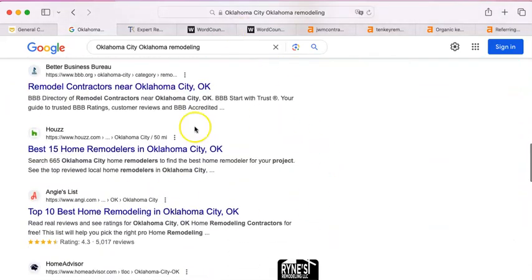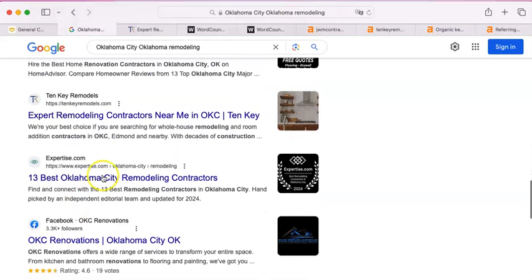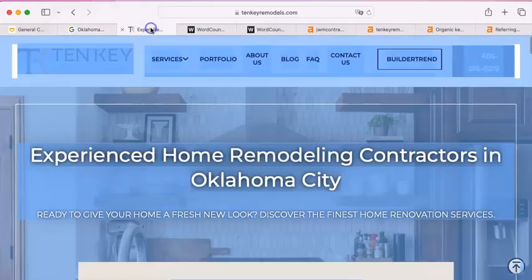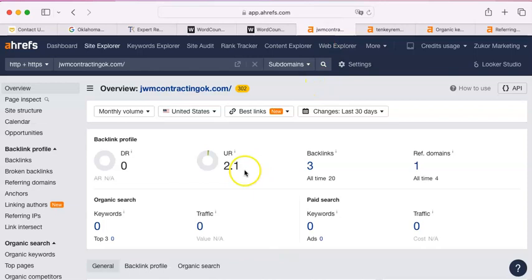This is what we call the organic search result area. As you can see, a bunch of these are lists: Better Business Bureau, Houzz, Angie's List, Home Advisor. This is the first actual contractor that I find, 10 Key Remodels. That's why I went to them. That's why they are here, and why I chose them as your competitor. Next bit is where the rubber hits the road.